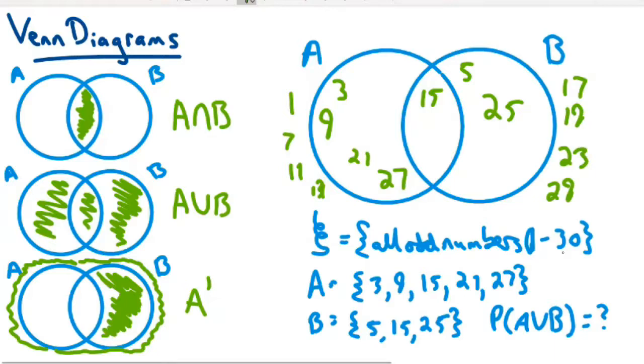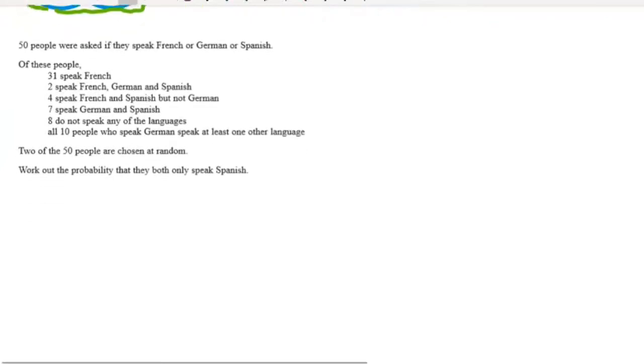Half the numbers between 0 and 30 are going to be odd. So out of 15, how many of them are in either A or in B? Well, we have 1, 2, 3, 4, 5, 6, 7. So the probability of A union B is 7 out of 15. If we're happy with that, let's have a look at an actual paper question.